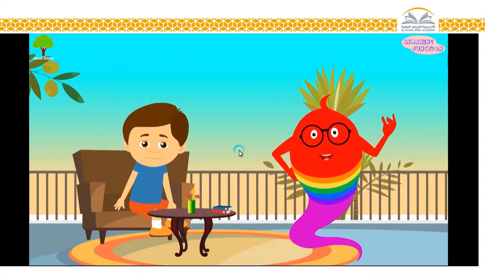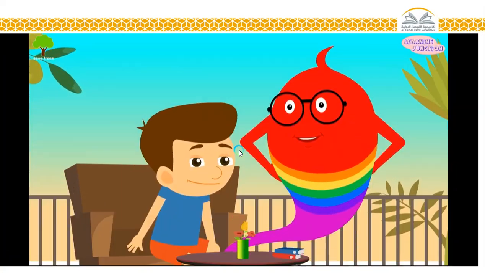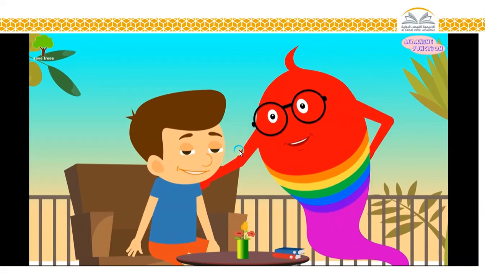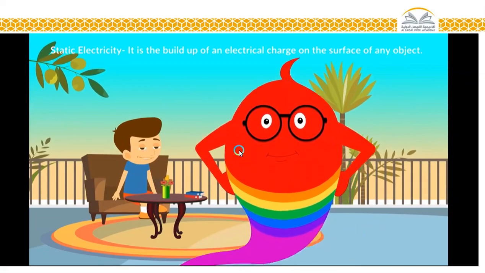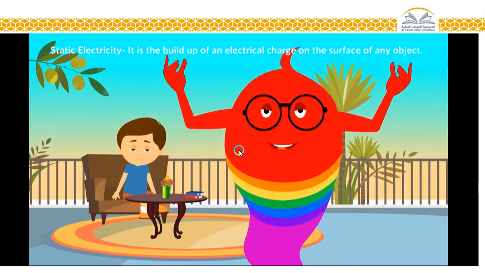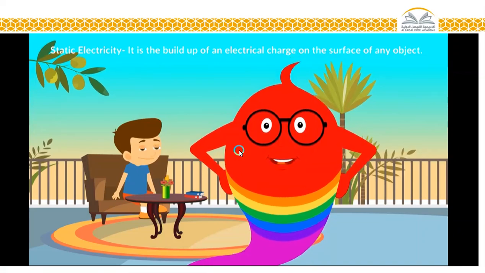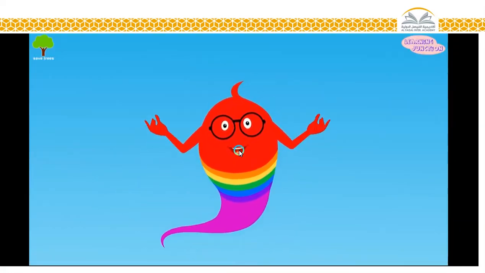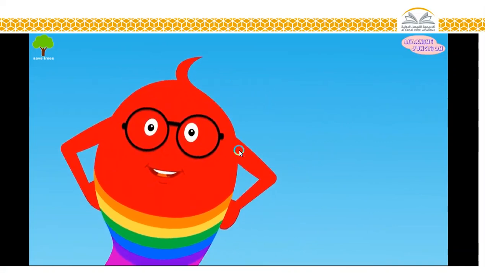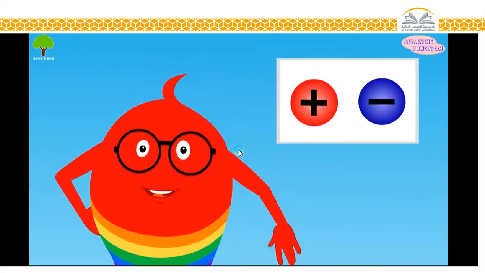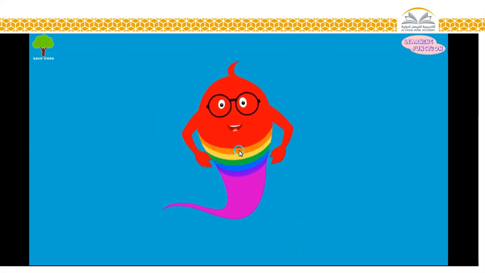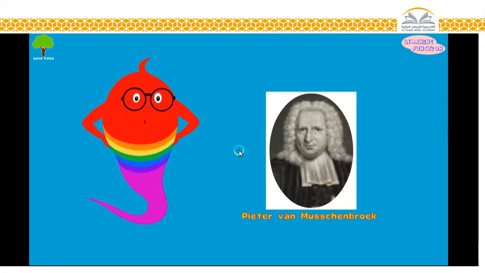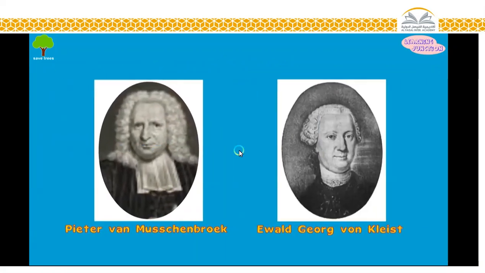Hello, friends. Today, we'll learn about static electricity. I see you're very excited. It is the buildup of an electrical charge on the surface of any object. The charges remain in one area, rather than moving to any other area, so it's called static. In other words, static electricity occurs when there is an imbalance of positively and negatively charged atoms. It was discovered accidentally and was investigated by the Dutch physicist Peter van Musschenbroek and independently by the German inventor Ewald Georg von Kleist in 1745.